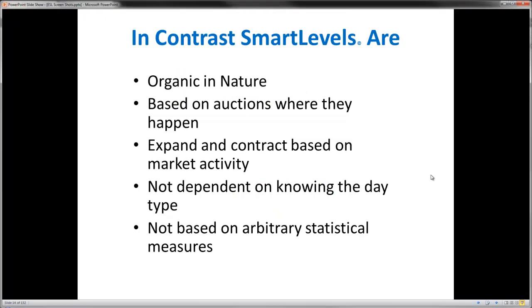So in contrast, smart levels are organic in nature. They're based on auctions where they happen instead of just in a particular time frame. They expand and contract based on real market activity, and they're not dependent on knowing a day type, and they're not based on arbitrary statistical measures. They're based on real auctions happening where they are. And I wanted to emphasize that there's no pattern recognition needed here.